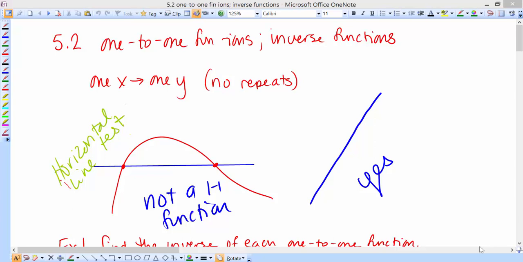5.2, one-to-one functions and inverse functions. Some of this is missing.